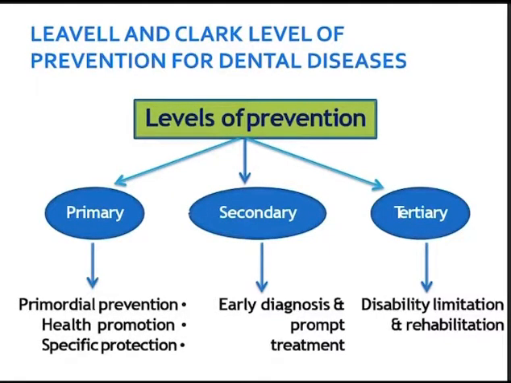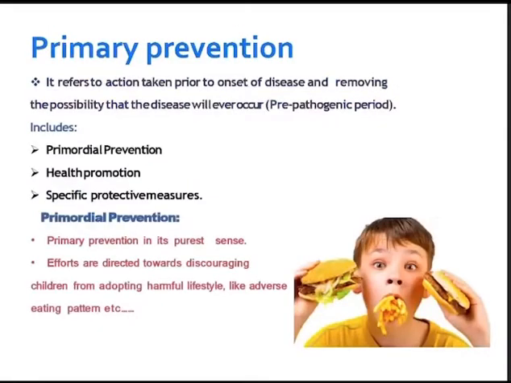In primary prevention, the disease has not yet occurred. You prevent it before the disease occurs. That is primary prevention. Tertiary prevention is when the disease has occurred and considerable damage has been done. You stop the disease at a later level to prevent further damage to the tissues. So this is all about the levels of prevention. Now, to begin with primary prevention, what exactly is primary prevention? I told you the word primary.